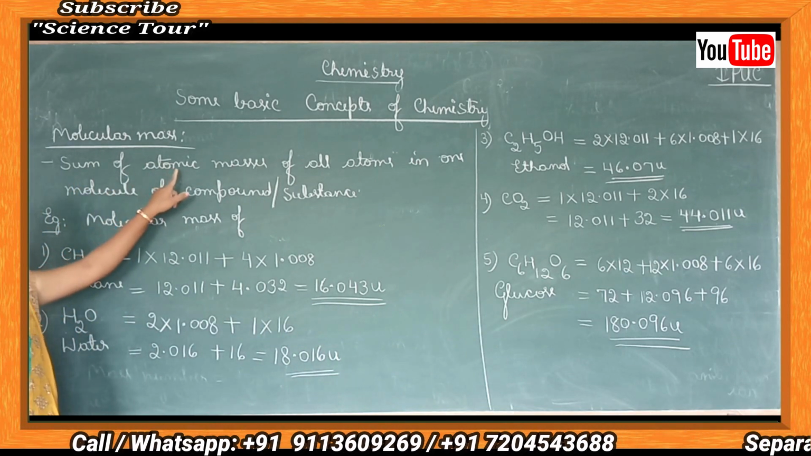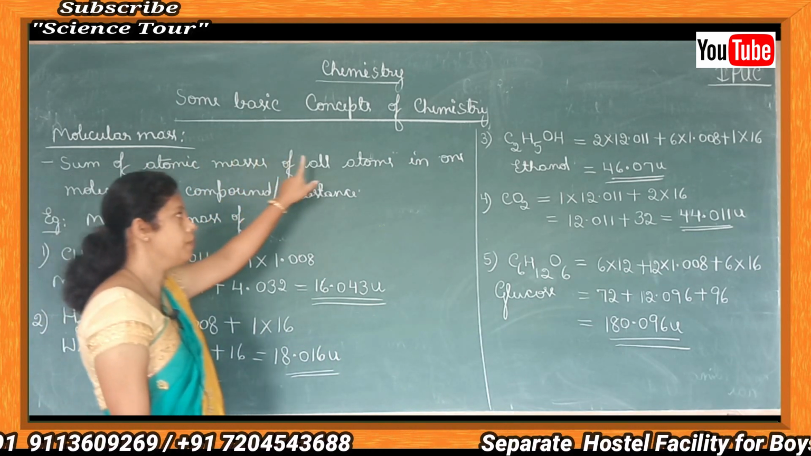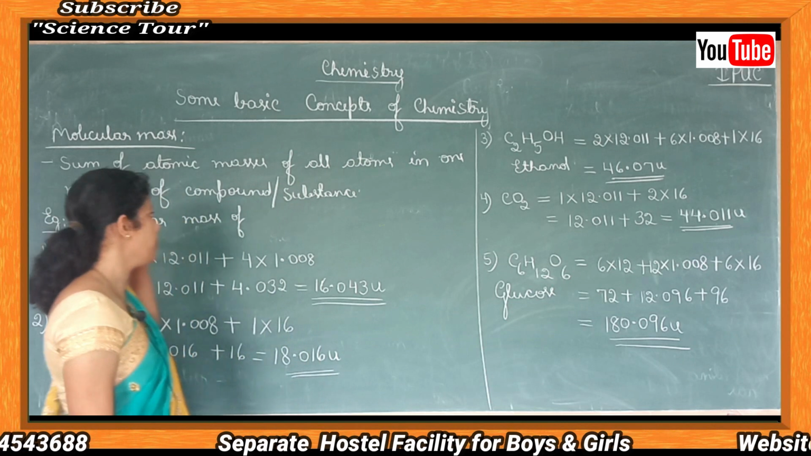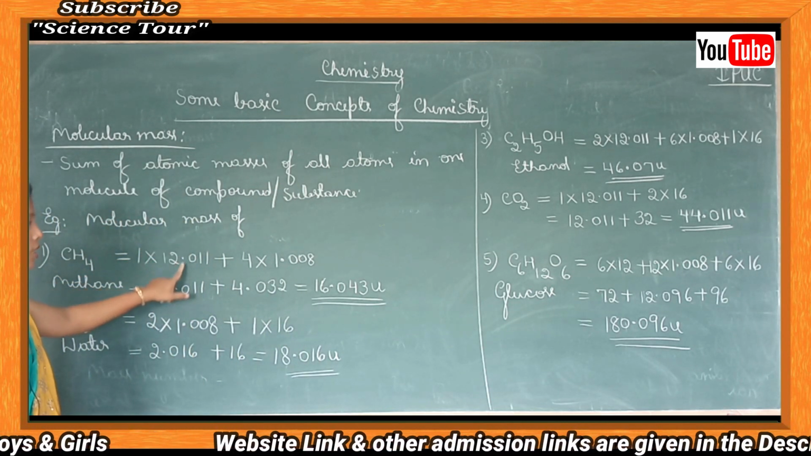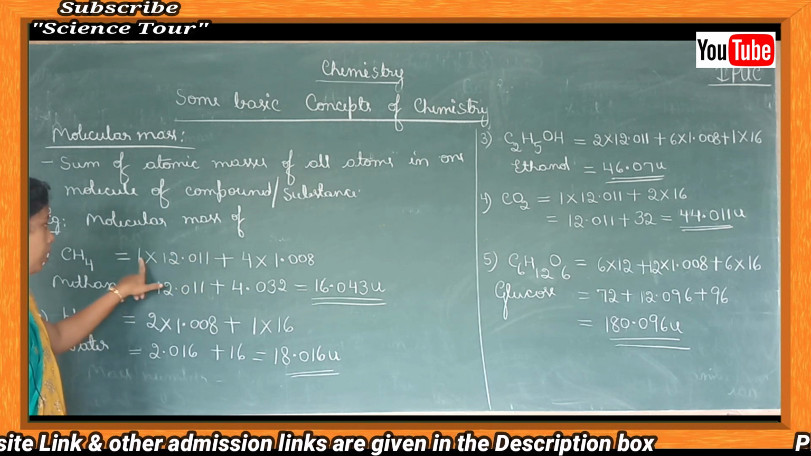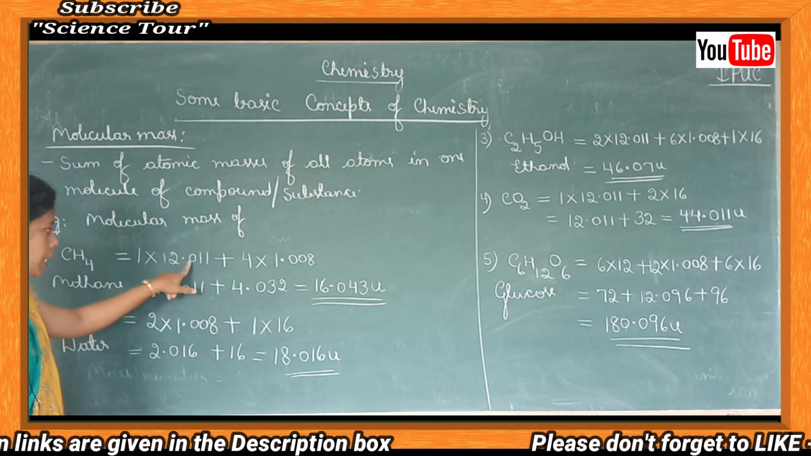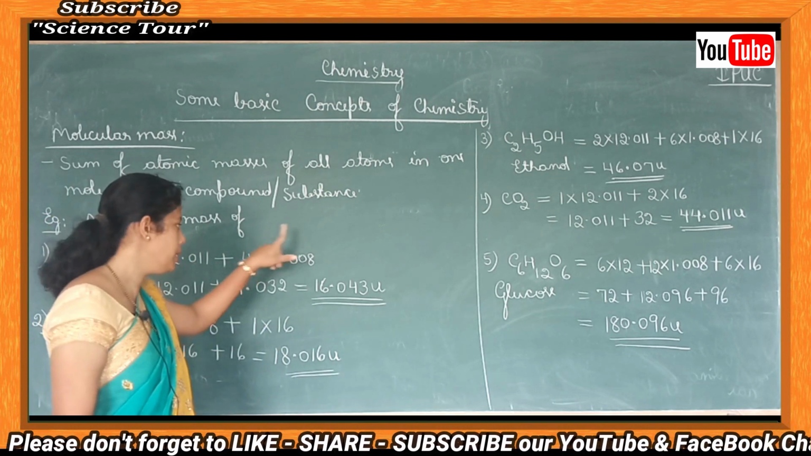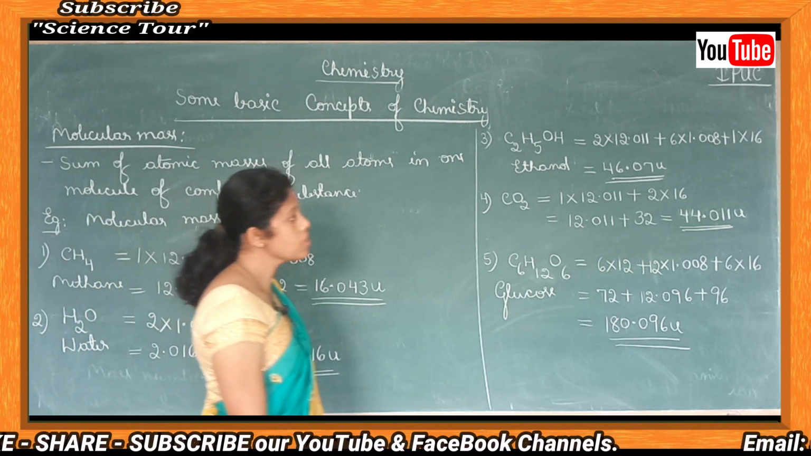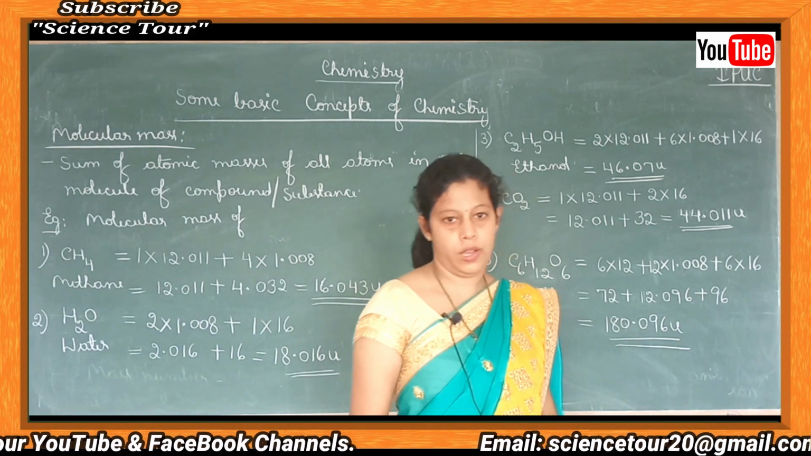Molecular mass is the summation of atomic masses of all atoms in one molecule of a compound or substance. The molecular mass of any substance is calculated as number of atoms into atomic mass, plus number of atoms of another element into its atomic mass. This is how you calculate the molecular mass.